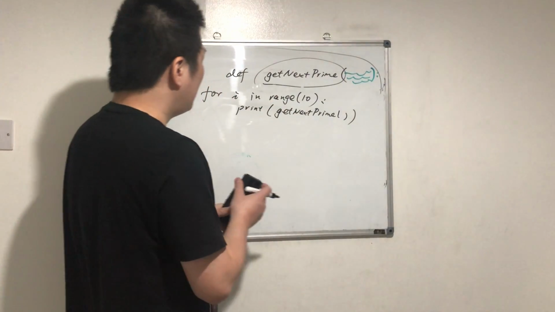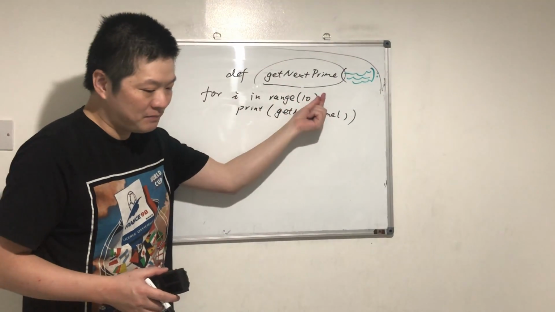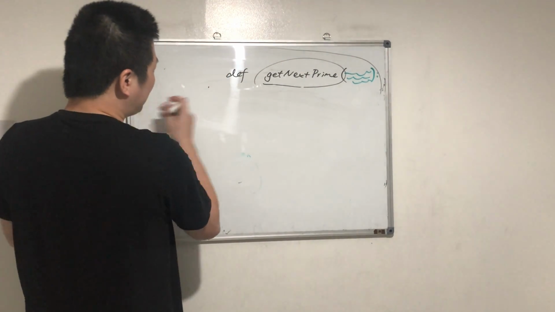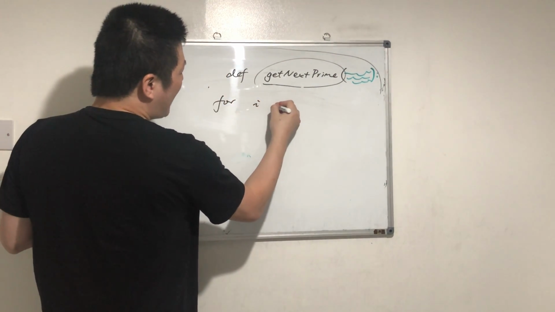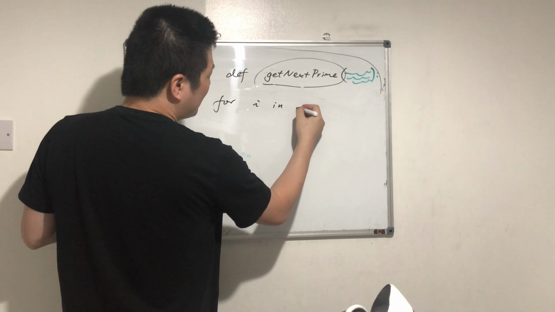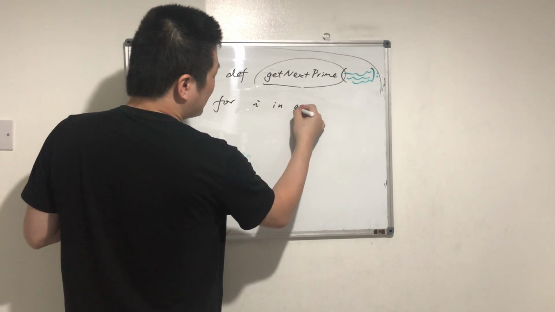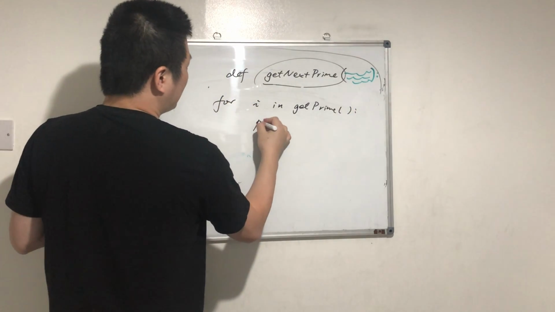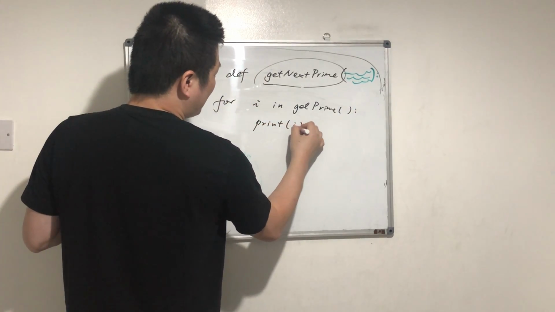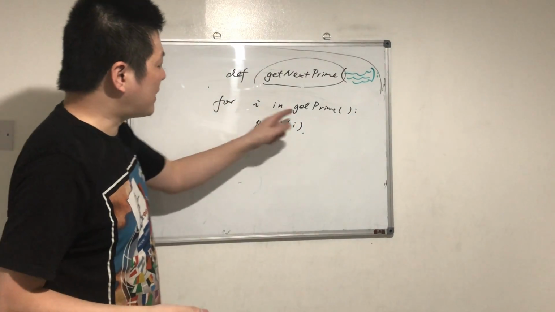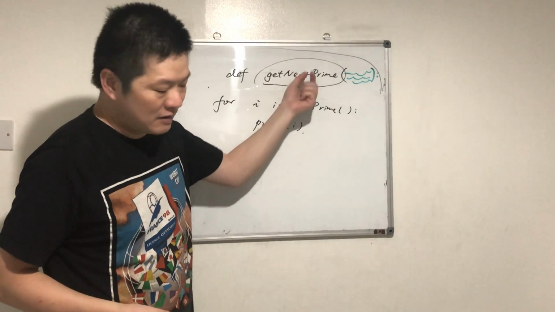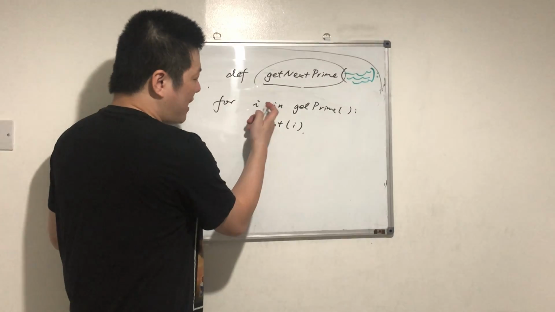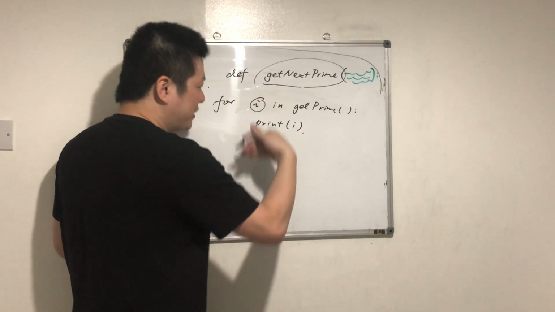Maybe I can write it this way, maybe it's clearer. For i in get prime numbers, and then I just print i. So look, this get prime numbers is unlimited. There are unlimited prime numbers, but every time I want one, I will print it.